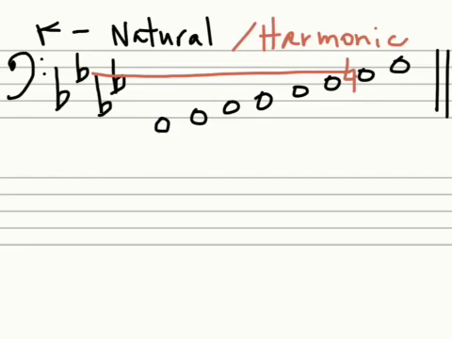Okay? So the natural minor is in black. The harmonic minor shows that change. So you're always just figuring out what the seventh note is and raising it by one semitone. Now I'm going to do the same thing.